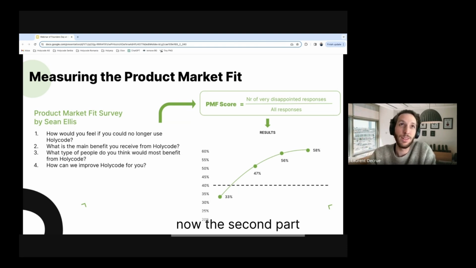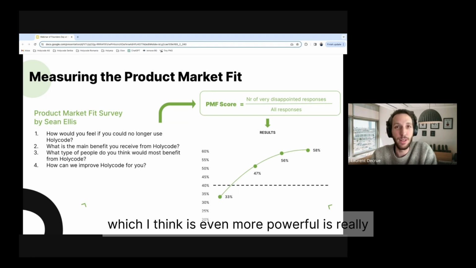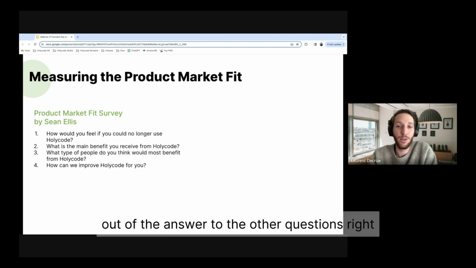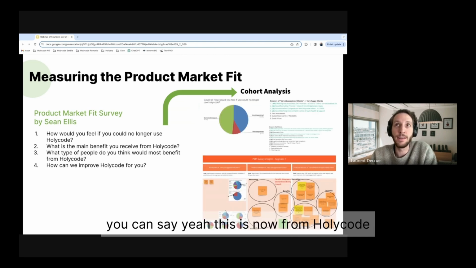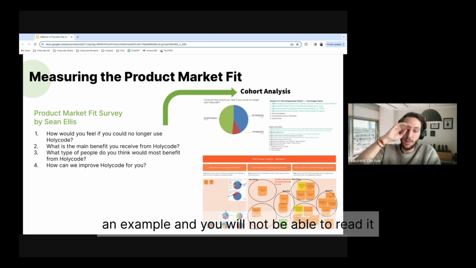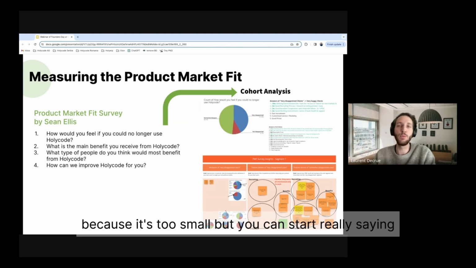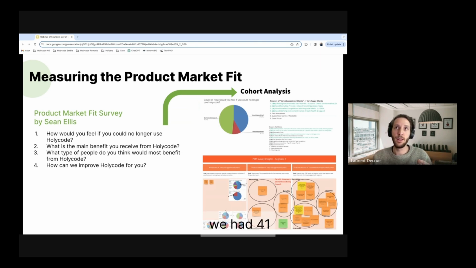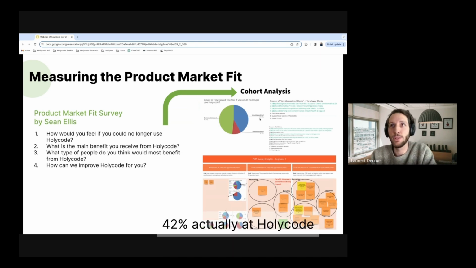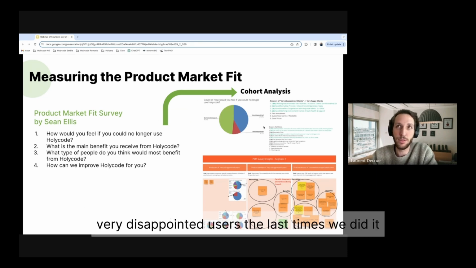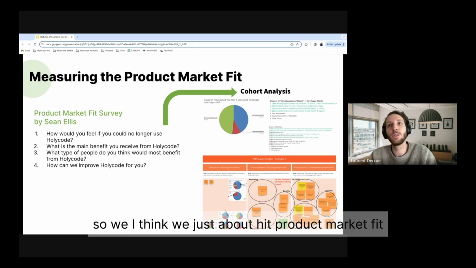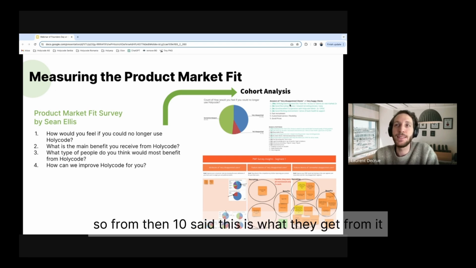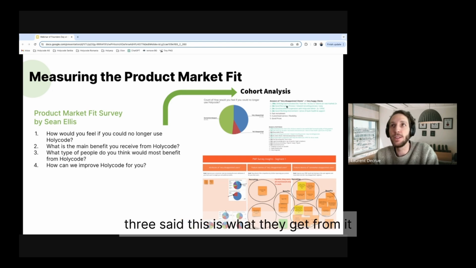Now, the second part, which I think is even more powerful, is really what can you do out of the answers of the other questions, right? Because you can start doing cohort analysis. This is now from Holycode an example, and you will not be able to read it because it's too small, but you can start really saying, okay, from the very disappointed answers, we had 42% actually at Holycode, very disappointed users the last time we did it. So I think we just about hit product market fit. So from them, 10 said, this is what they get from it. 3 said, this is what they get from it.